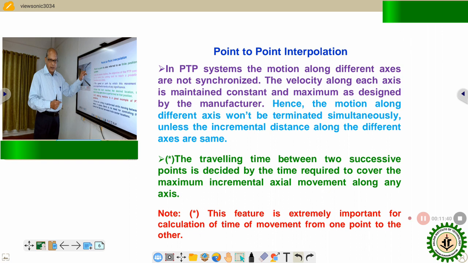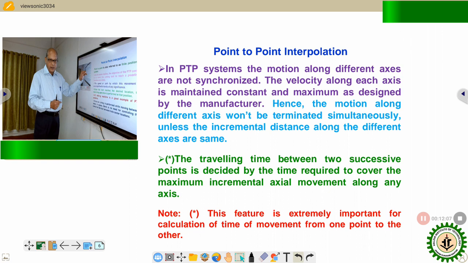If the velocity is the same, V along X and V along Y, what will be the resultant direction? If your incremental movement along X and incremental movement along Y are the same, then only the motion will be completed simultaneously. Otherwise there will be a difference, which we will discuss later on.